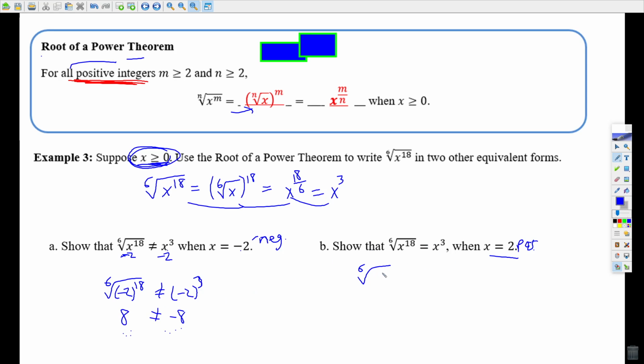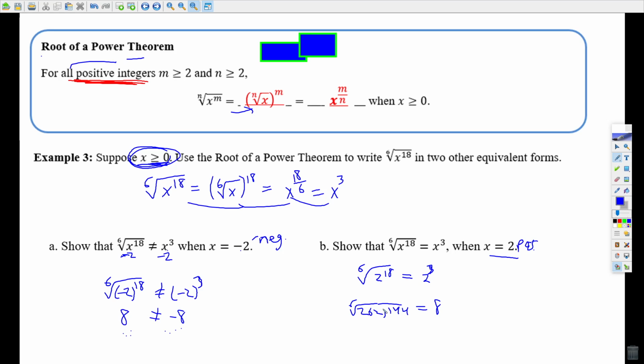Over here, we raised 2 to the 18th power. We're going to try putting in 2. We're going to show that it does equal the same thing when we plug in 2 here into the 3rd. So 2 to the 18th would give us the same number. We have the 6th root of 262,144. And then this would give you 8. See the difference on this side, we got negative 8 because you had 3 negatives being multiplied together.